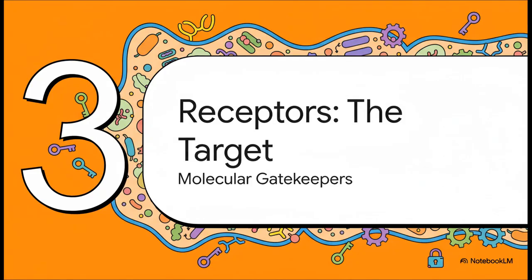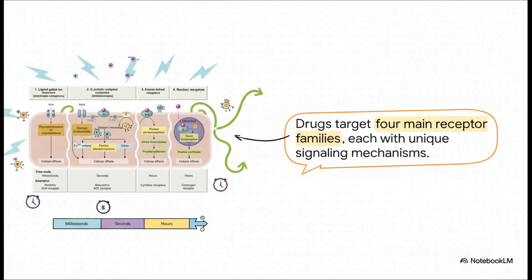All right, Section 3. Let's talk about receptors. We've mentioned them a bunch already, but now we're putting them center stage. Think of these as the molecular gatekeepers, the specific targets that drugs are designed to find and interact with. They are truly at the heart of how drugs work. So most drugs target one of 4 major families of proteins. And what's really fascinating is that their structure completely dictates how fast they work.